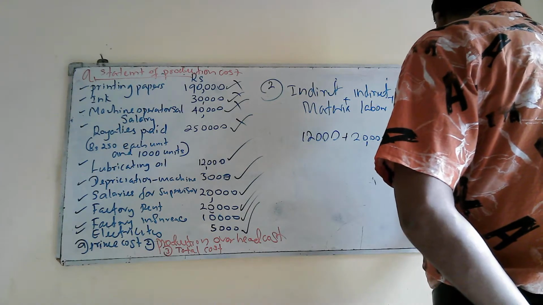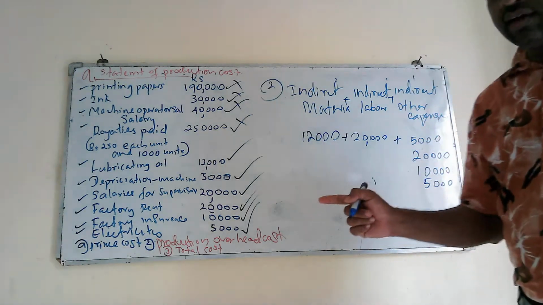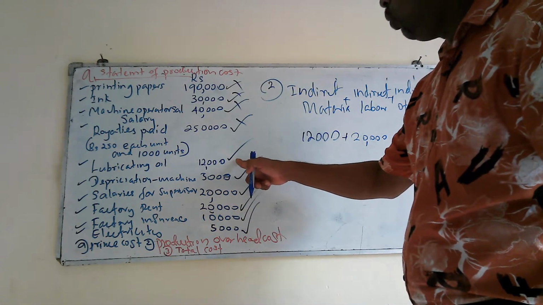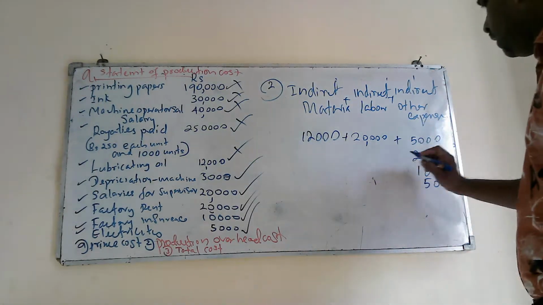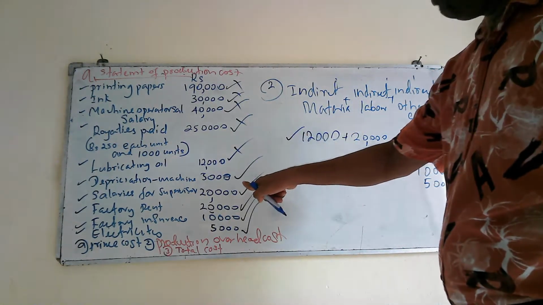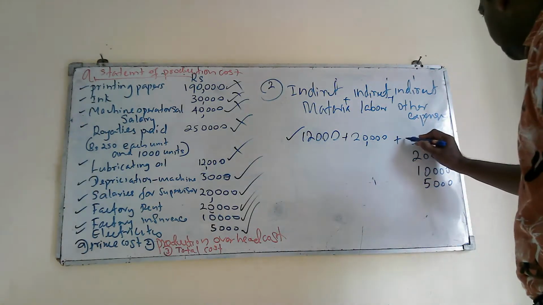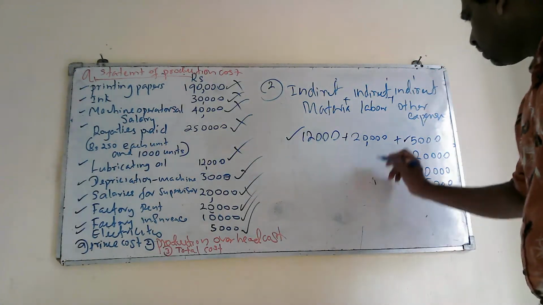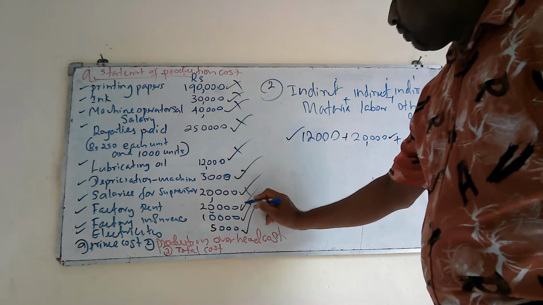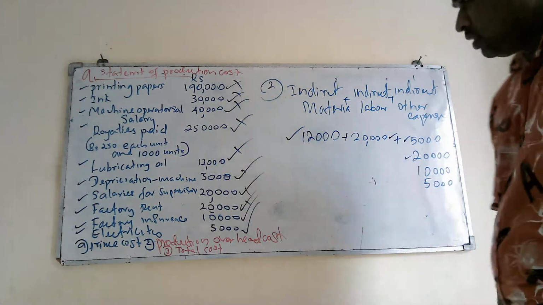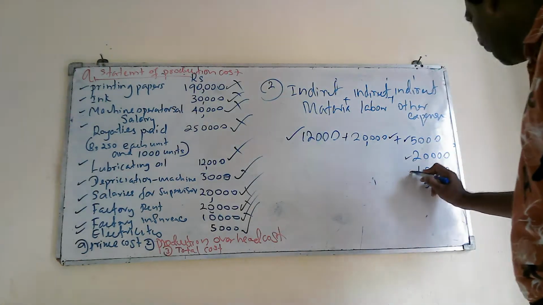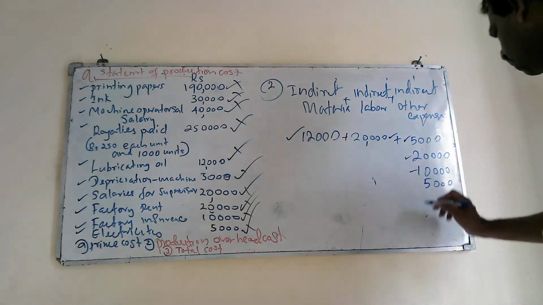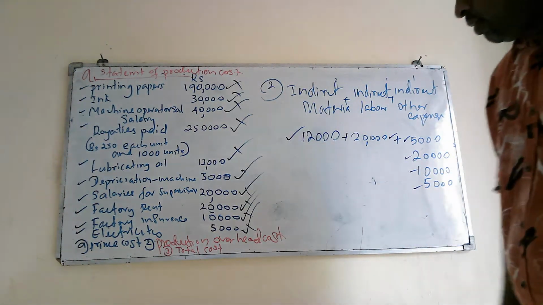Right. At the exam you just check whether you have taken all the items. First one, lubricating oil, 12,000, we got it. Second one, depreciation of machine, we got it there. Salaries for supervisor, that is indirect labor, we got it. Factory rent, 20,000, that is indirect other expenses. Then factory insurance, 10,000, we have got it, that is indirect other expenses. Then factory electricity, 5,000, we have got it, that is also coming under indirect other expenses.